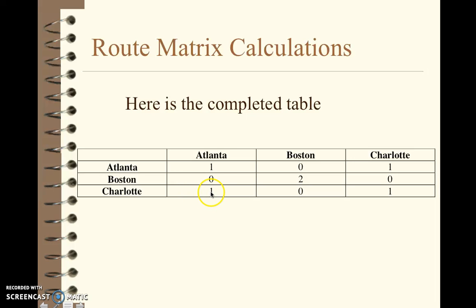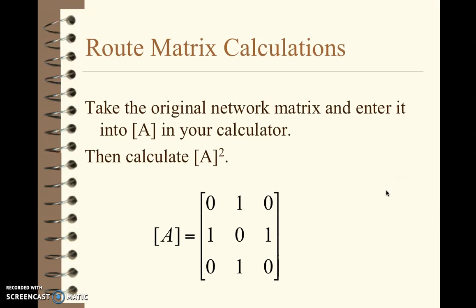And from Charlotte to Atlanta, yes, we've got one stopover, which is in Boston. And from Charlotte to Charlotte, yes, we've got a stopover because you can fly Charlotte, Boston, Charlotte. All right, so we've completed that. Now, this is where we can start to use your ClassPad. So if you have a look at your original matrix and enter it into A in your calculator, we will look at how to calculate those and put them into your ClassPad, and you'll need to have a look at my next video to see how we do this.